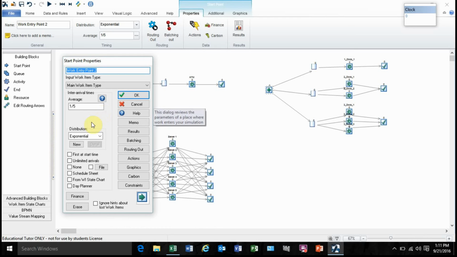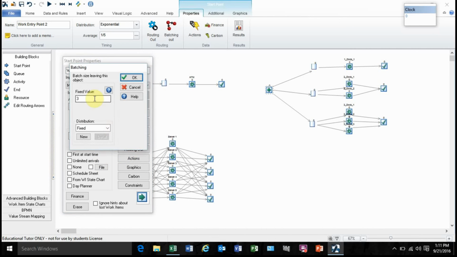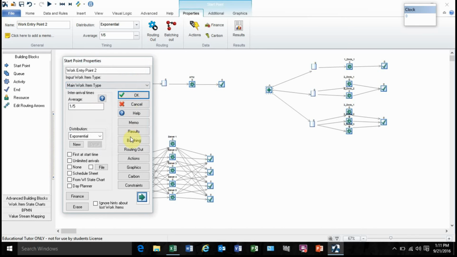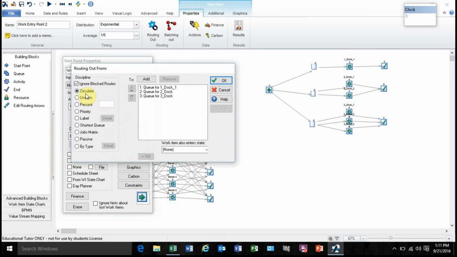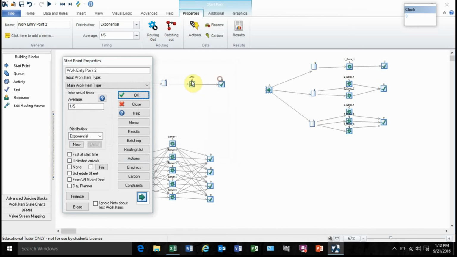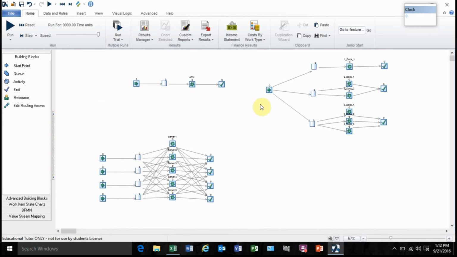I'm going to evaluate these 3 scenarios at the same time by doing a batching out of 3. And then the routing out using a circulate. So the first one goes there, the second one goes there, the third one goes there. But since it always batches out 3, it becomes apples to apples. So the exact number of trucks that go this way is exactly the same that go this way, which is exactly the same to go this way. You didn't have to do that at all. But this is a way to do this.